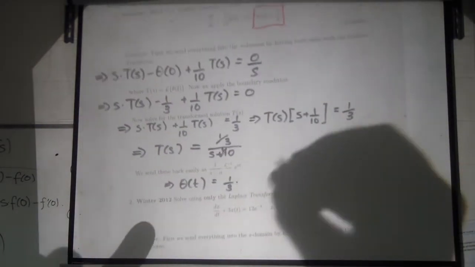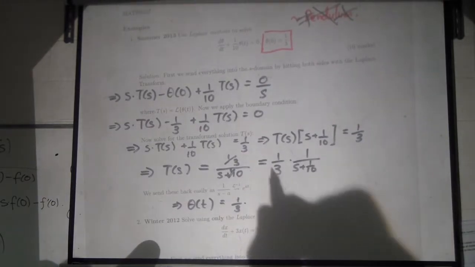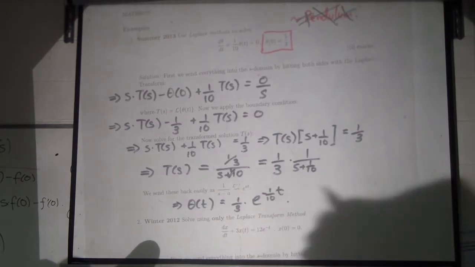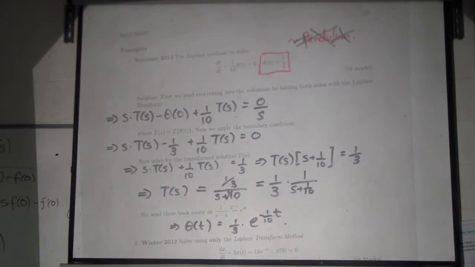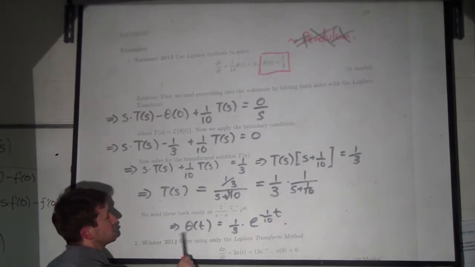I might just write this again for you, maybe like this: 1/3 times 1 over S plus 1/10. So 1 over S plus a goes back to e to the minus a tenth t. So the solution of that differential equation is that function there. If you substitute in t equals 0 into that, you end up with 1/3. If you differentiate this and add it to a tenth of itself, you get 0. And the other ways to solve that, you don't really remember, but there's separation of variables and integrating factor.